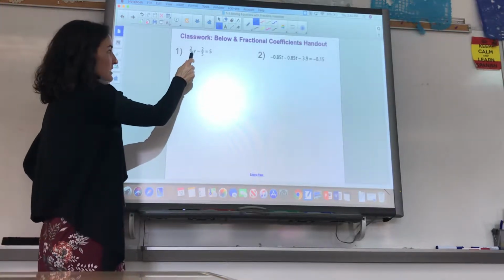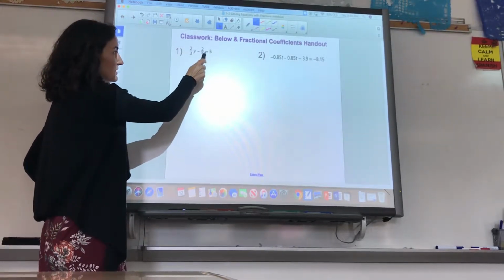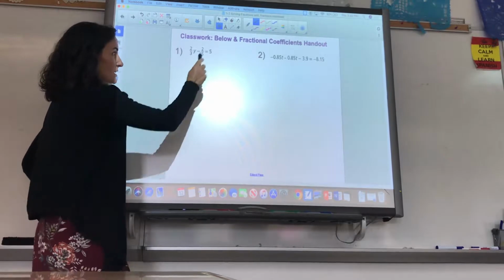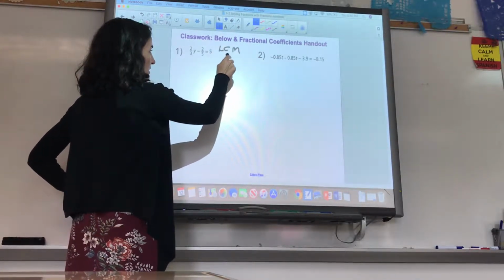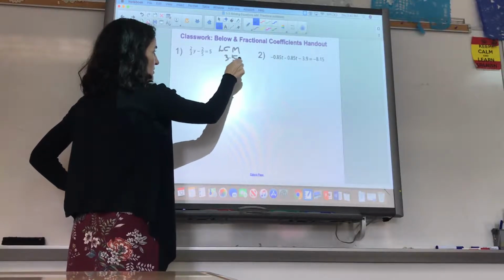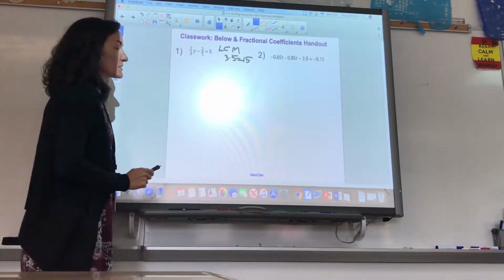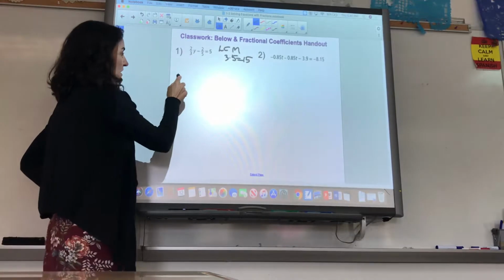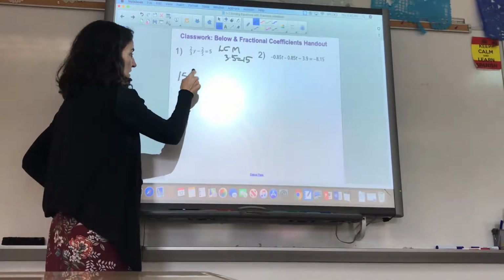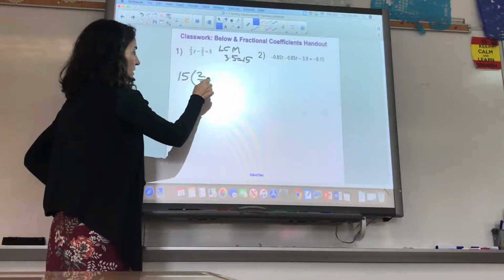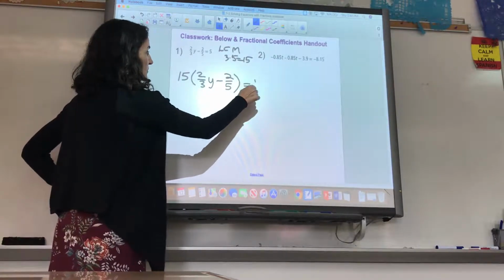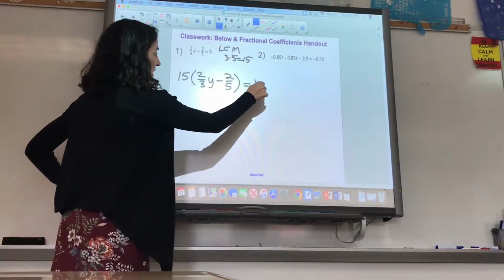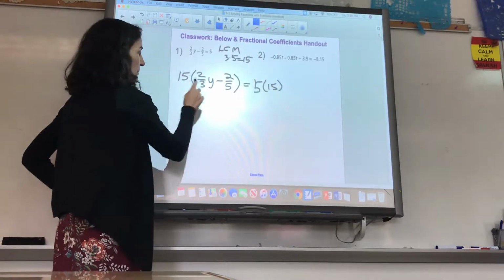We have 2/3 times y minus 2/5 equals 5. So the least common multiple, or the least common denominator, is 3 times 5, which is 15. So we're going to multiply by 15 on both sides. So I'm going to do 15 times (2/3 y minus 2/5) equals 15 times 5. So I multiplied by 15 on both sides.